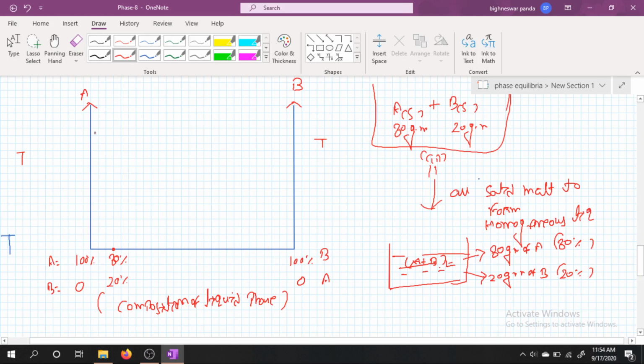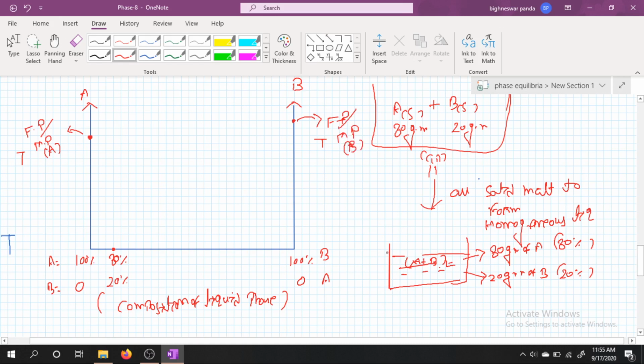Let us consider we have this point and this point. This point represents freezing point temperature or melting point temperature of component A. This point represents freezing point temperature or melting point temperature of component B.